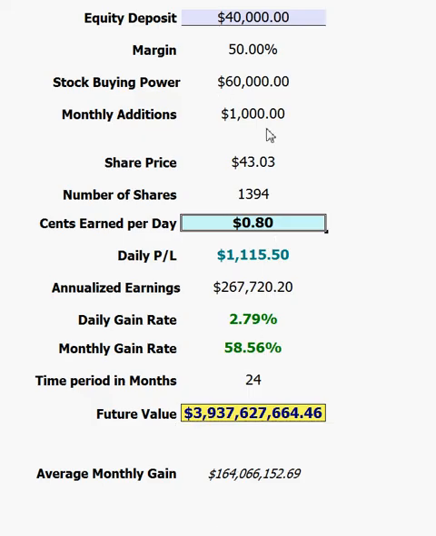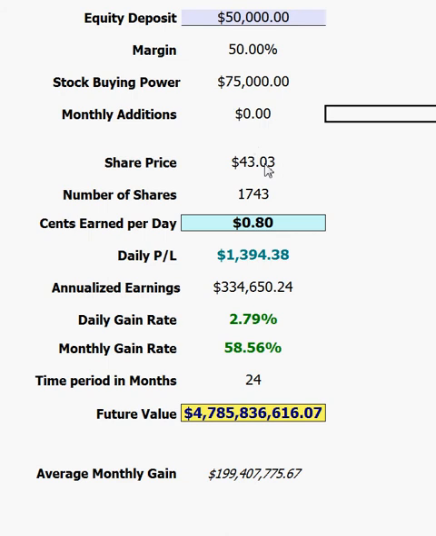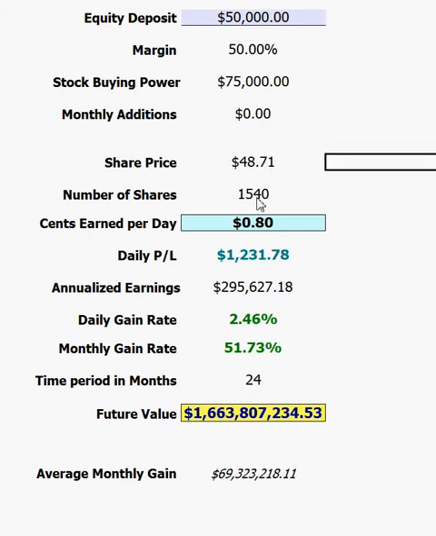This is a spreadsheet that I use to kind of keep track of the earnings on a daily basis. And this was an account where we traded $50,000 on margin, and so the buying power was $75,000. I didn't put any monthly additions in. And the share price was 48.71, I believe. I put that in and I bought 1,540 shares. And so what happened here is we do the math on that.